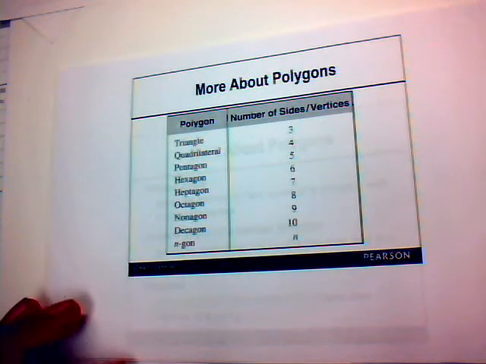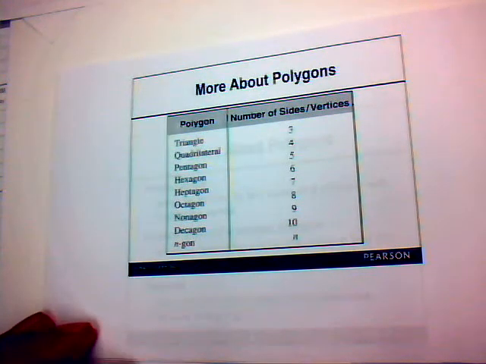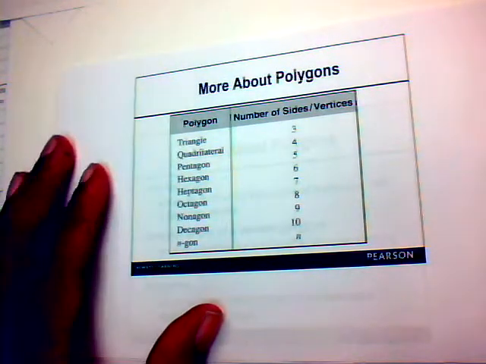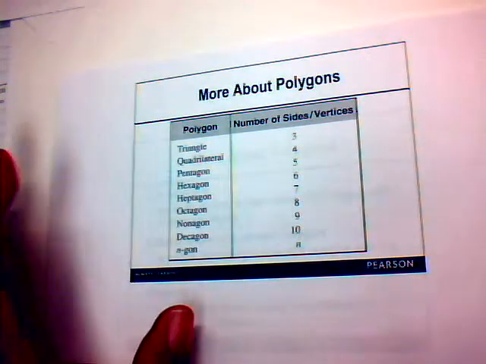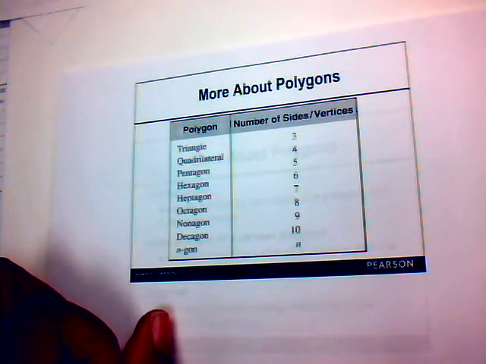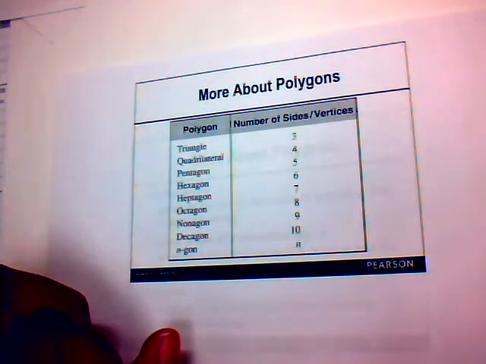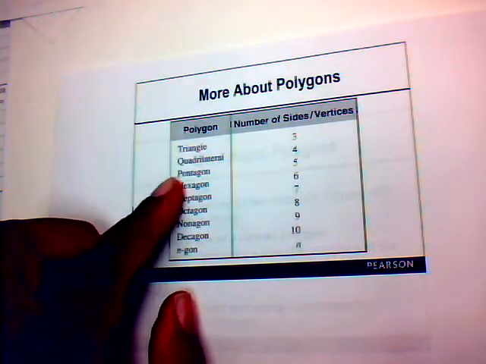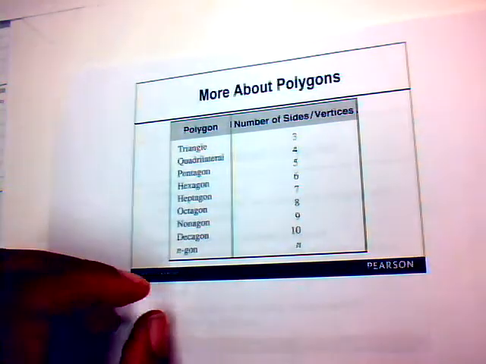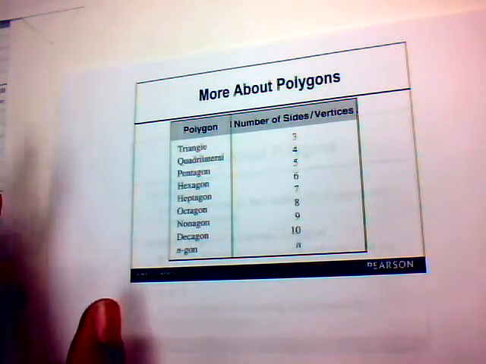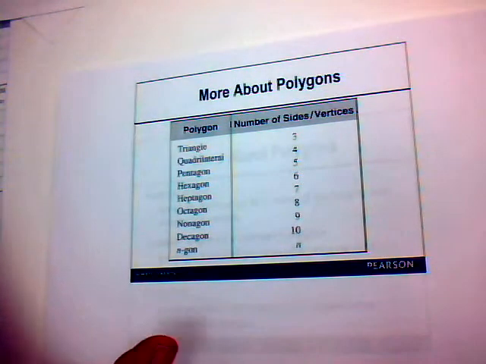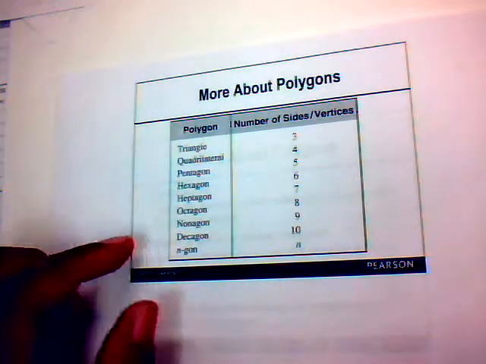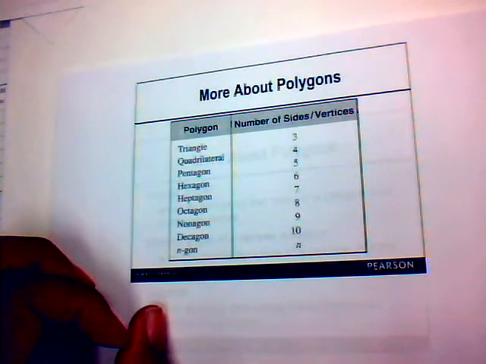Let's look at the types of polygons that we have here and the number of sides and vertices. A triangle is a polygon. It has 3 sides. A quadrilateral is another type of polygon. It has 4 sides. Later on, we're going to be looking at the various types of quadrilaterals as well as the types of triangles that we can have. Next is a pentagon. It has 5 sides. And of course, you can relate that to the actual Pentagon building in Washington, D.C. That building consists of 5 sides. So a pentagon has 5 sides.